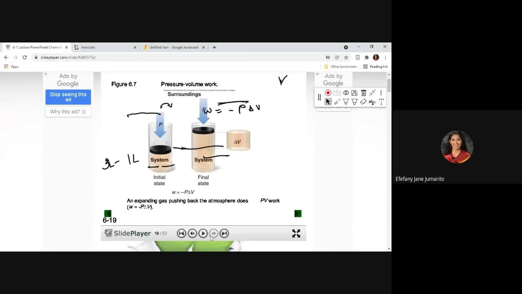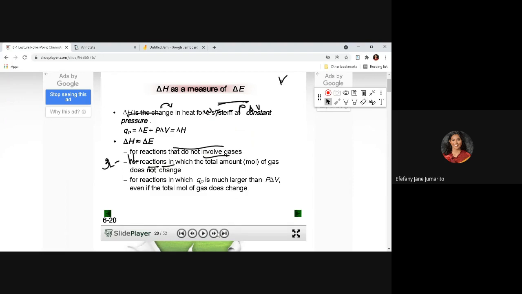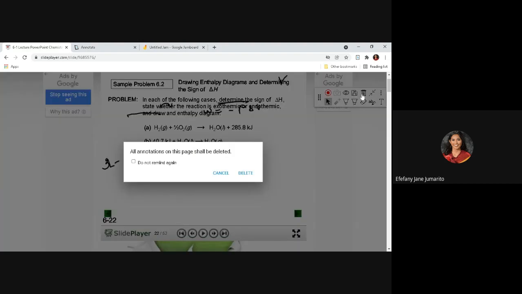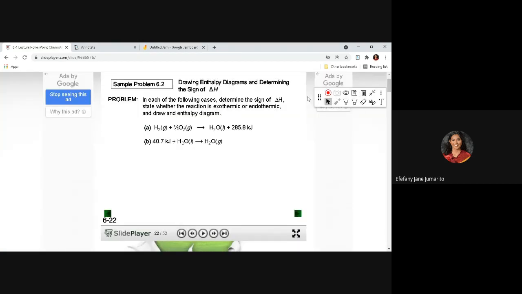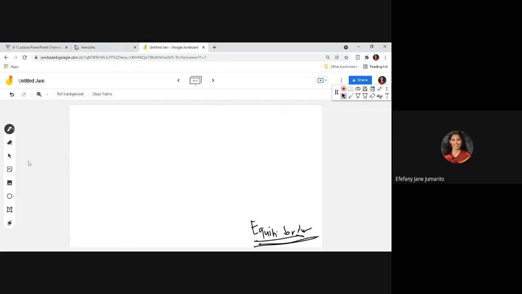Okay, let's solve the actual problem. Can you solve this one? In each of the following cases, determine the sign of delta H. State whether the reaction is exothermic or endothermic, and draw the enthalpy diagram. Okay, so I'll give you an example here.